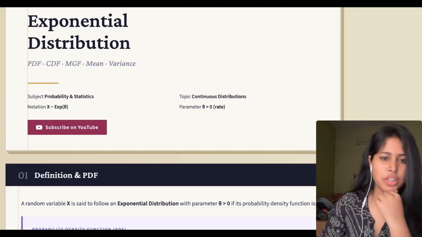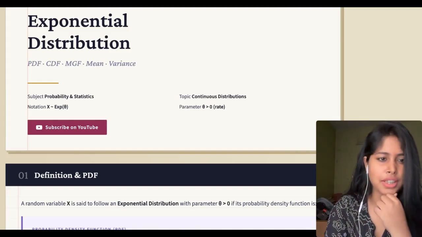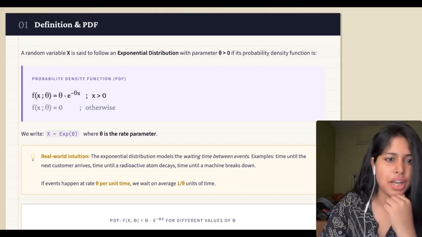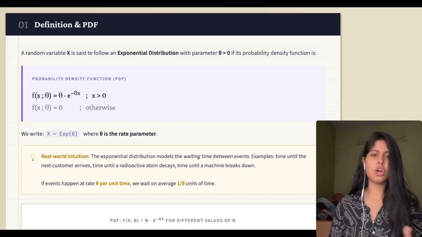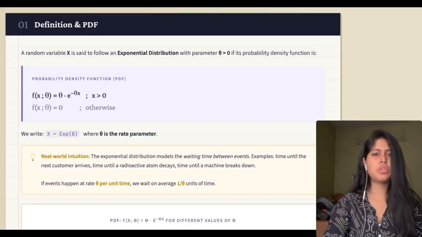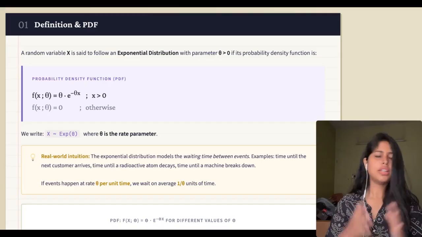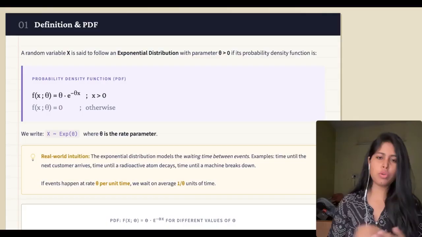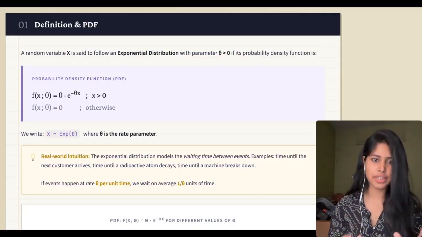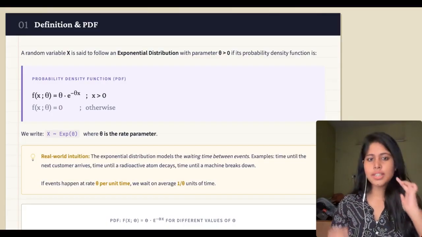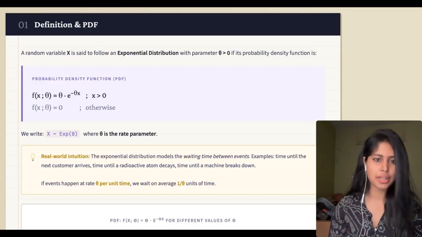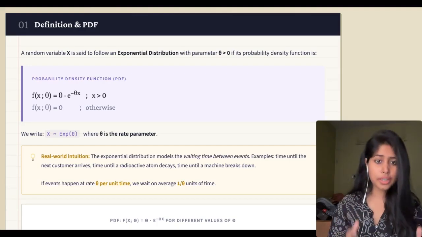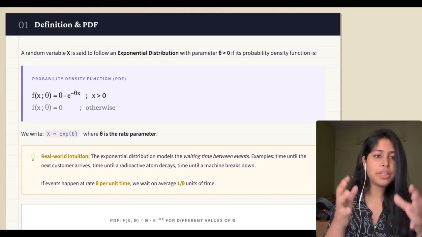All right. Okay, so from here, let us start with the definition and the PDF. Now, basically, what is the meaning of exponential distribution? So, this is a model, okay? Now, let me start with a random variable. A random variable x is said to follow exponential distribution with parameter theta. You have to remember that in this distribution the parameter is theta, right? Okay, and it is greater than 0. That is the condition on theta here, for its probability density function.